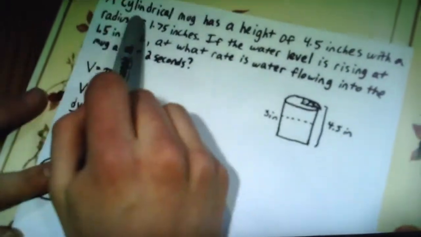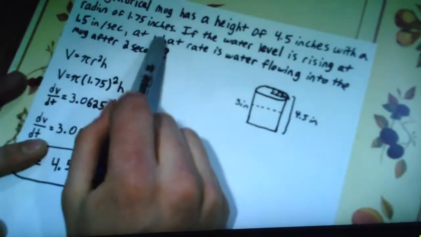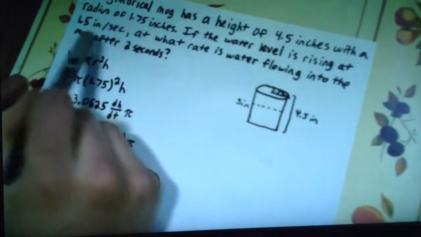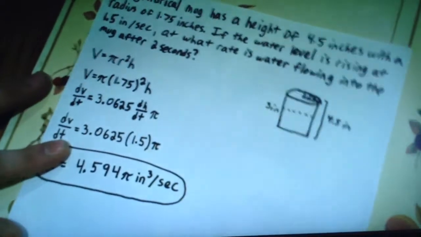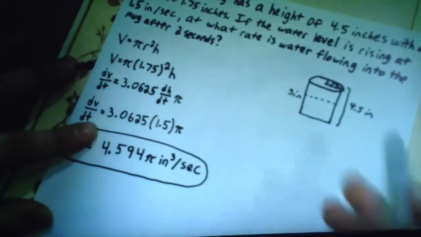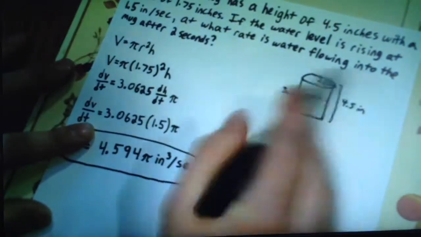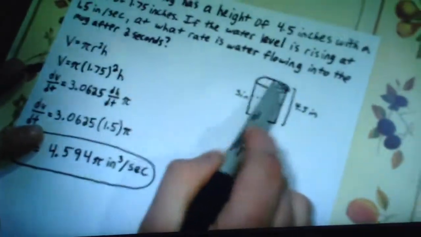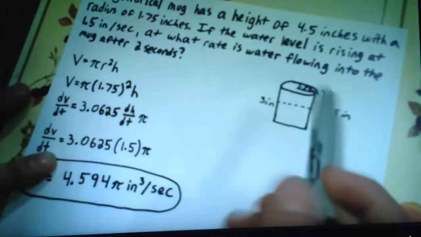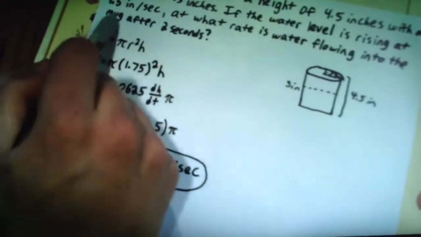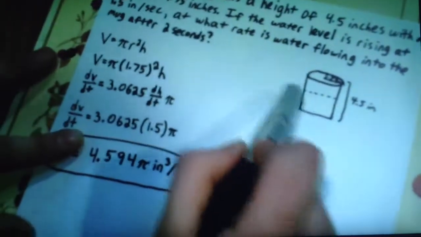A cylindrical mug has a height of 4.5 inches with a radius of 1.75 inches. If the water level is rising at 1.5 inches per second, at what rate is water flowing into the mug after 2 seconds? As we measured before, as a good tea drinker does, we got the radius of the mug to be 1.75 inches, and the height of the mug to be 4.5 inches. We also measured the rate of water rising in the mug to be 1.5 inches per second, and because it's after 2 seconds, we multiply 1.5 inches times 2, getting 3 inches.